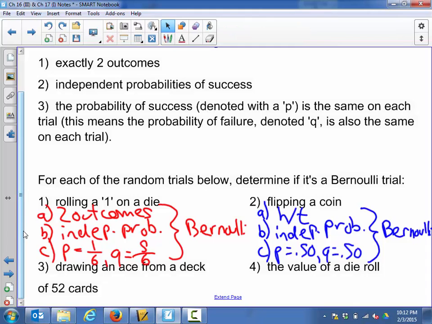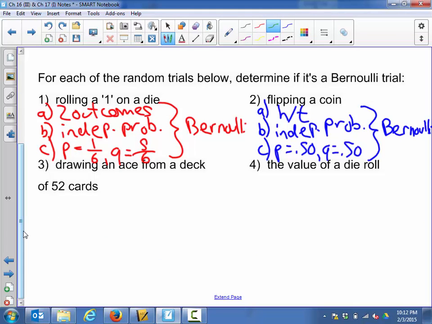Okay. On to the third piece here. Drawing an ace from a deck of 52 cards. Well, first of all, in terms of the outcomes, yeah, this is met. You can conceptualize it like the first example here. You either draw an ace or you don't draw an ace. That's all that they seem to care about in this instance. So we do have two outcomes, ace or non-ace. B, do we have independent probabilities? Well, that depends upon whether or not we're replacing the card that we're drawing.